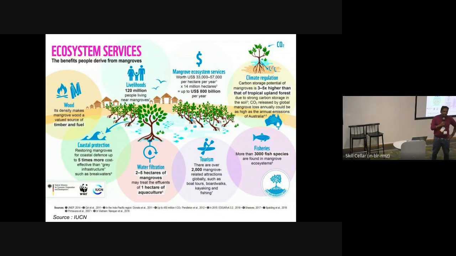So mangroves are considered a bioshield, where during tsunamis and cyclones, they absorb most of the cyclone storms as well as heavy storms. So that's how the mangrove ecosystems are very useful for the fishing communities as well.